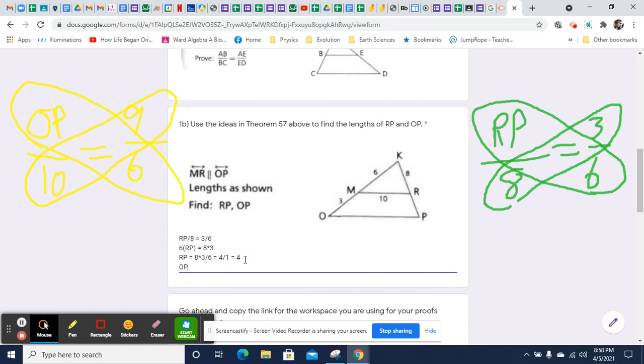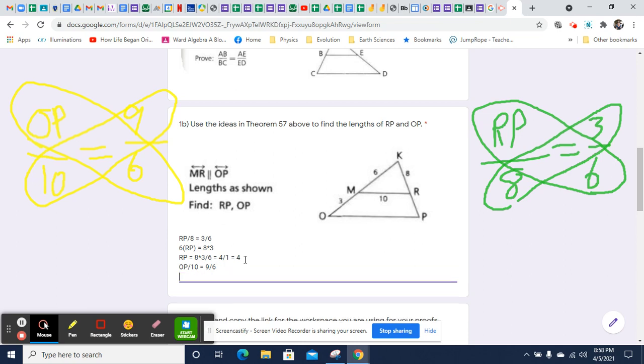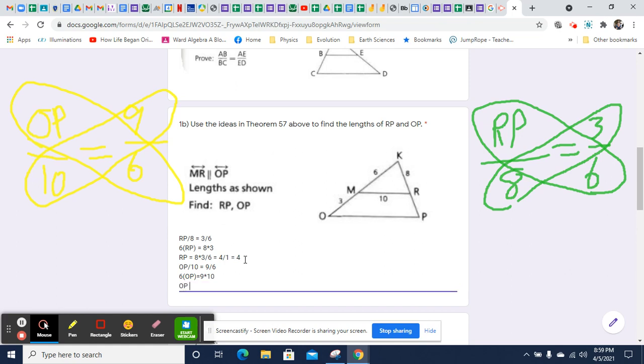So we know OP is to 10 as 9 is to 6. So it's a 1.5 relationship, or 3/2 relationship. It should be obvious probably at this point that OP is 15, but I'm going to go through the process. So 6 times OP is going to equal 9 times 10. And then that means OP is going to equal 9 times 10 all over 6.